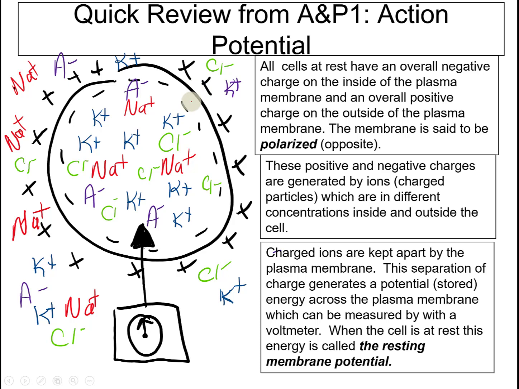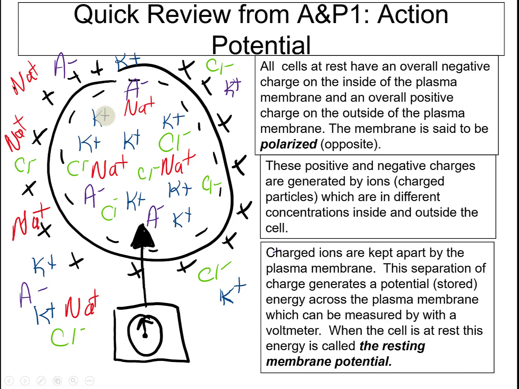Now these negative and positive charges are actually generated by ions. And remember, an ion is a charged particle. So I've drawn some ions in here. We've got potassium, sodium, which has a positive charge, chlorine, negative charge, and the big A stands for negative ions, and negative ions are called anions. So it's just a general term for all those other anions in there. But you'll see you've got the same ions outside the cell as you have inside.